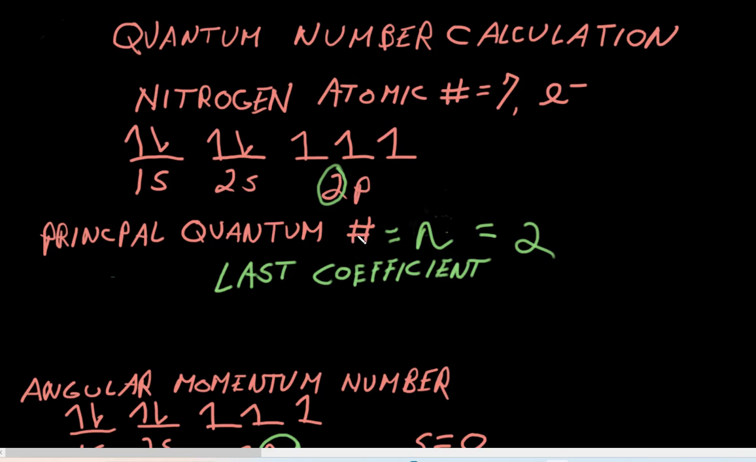The principal quantum number is a lowercase n, and it is the last coefficient. So if we look here on our electron configuration, we've got a 1, 2, 2. 2 is our last coefficient. So 2 is going to be our principal quantum number.